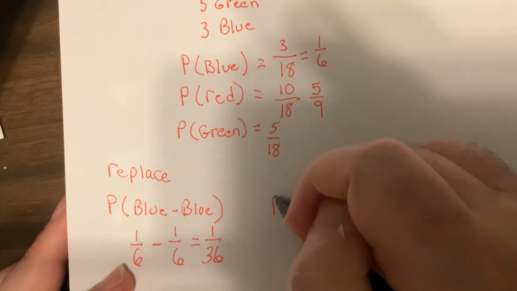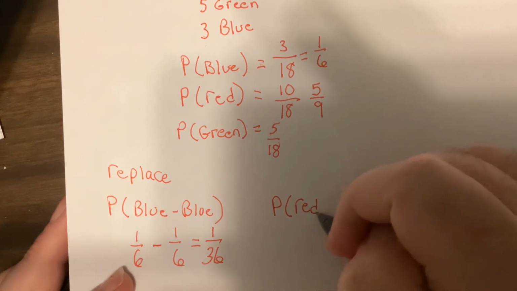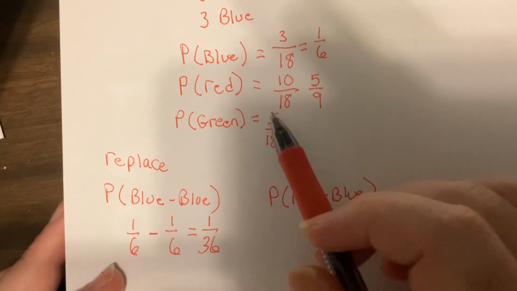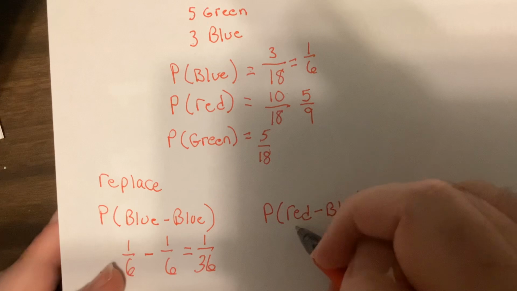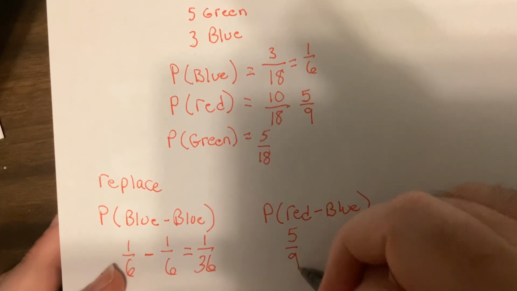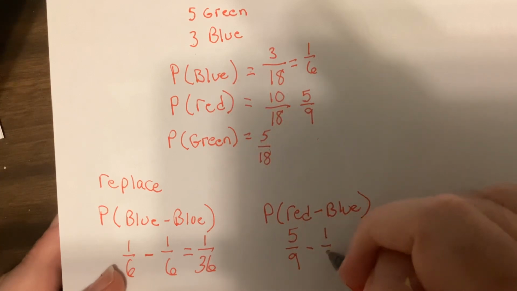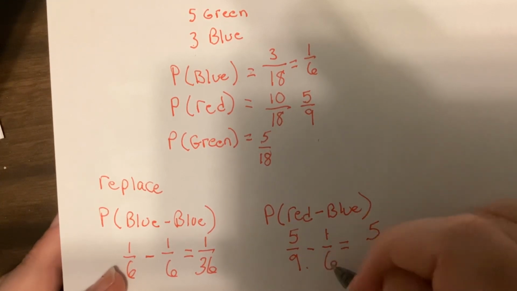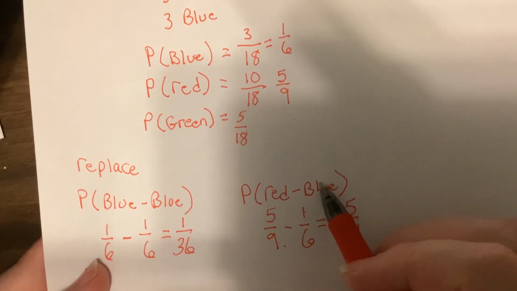So if I said, what's the probability of doing a red, then a blue if we're replacing the marble? Well, red is 10 out of 18, which is 5 out of 9. Then the blue is 1 out of 6. So you'd have 5 times 1, 9 times 6 is 54. So 5 out of 54 draws would be a red then a blue.